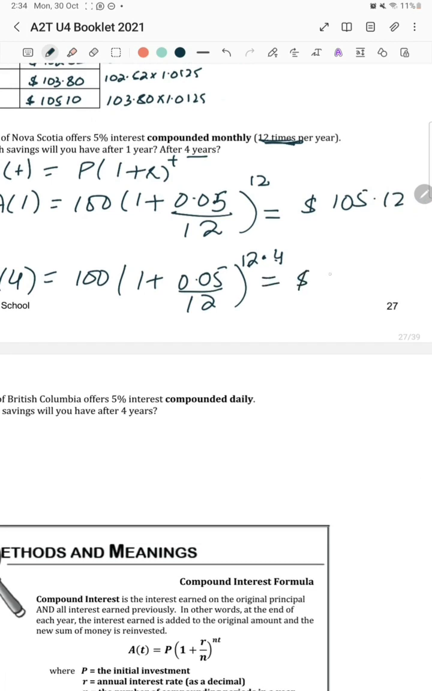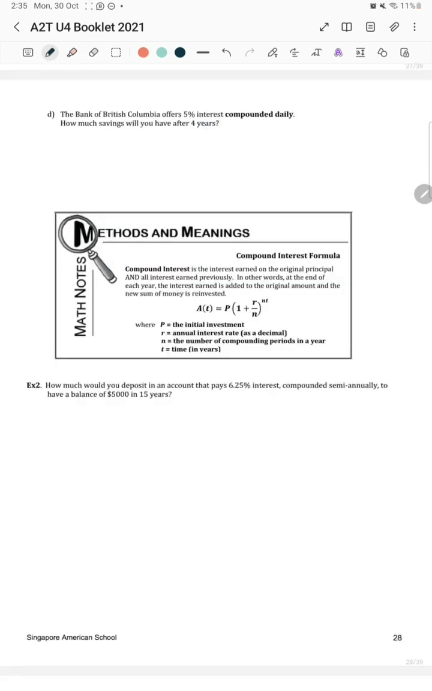Okay, so $122.09. The Bank of British Columbia offers 5% interest compounded daily. How much savings will you have after 4 years?